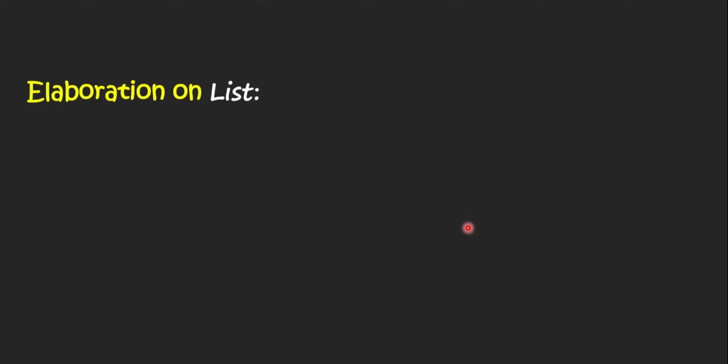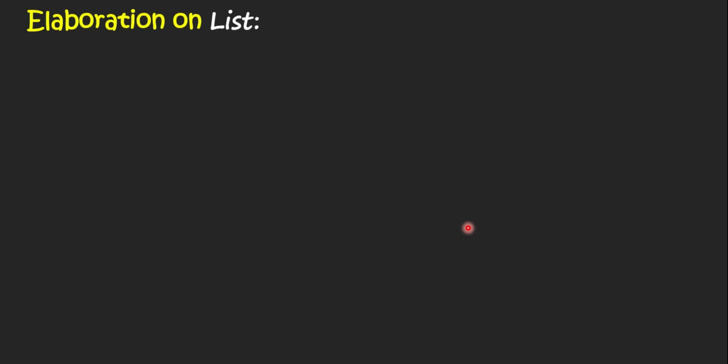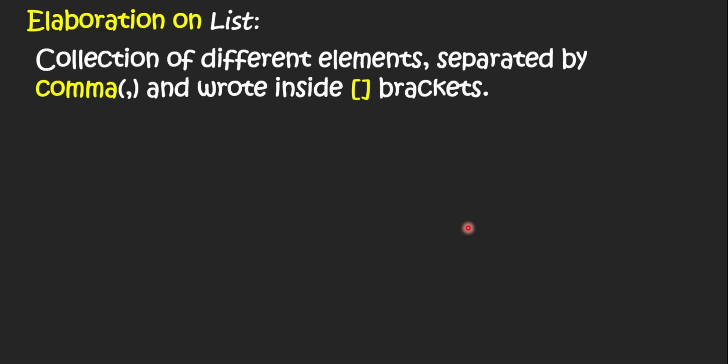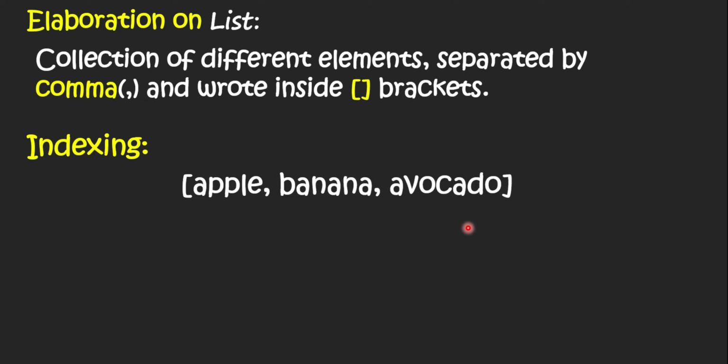All right, so now let's have an elaboration on the next data type, that is list. So list is a collection of different elements separated by comma and written inside square brackets. The very first and important topic inside list is indexing. As we have seen indexing in string, it is similar also in list. So this is an example of list, inside the square brackets, separated by comma.